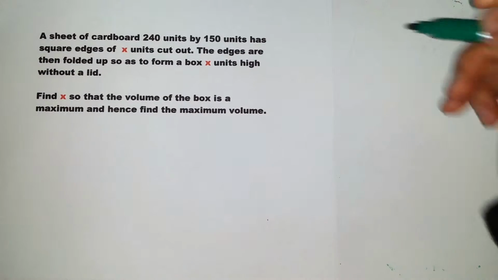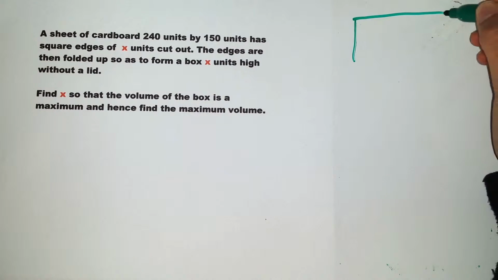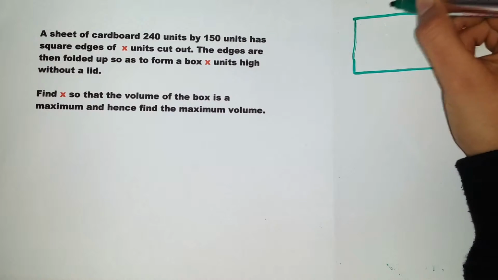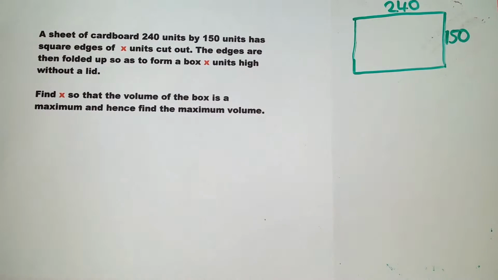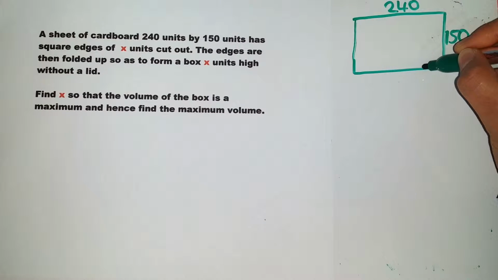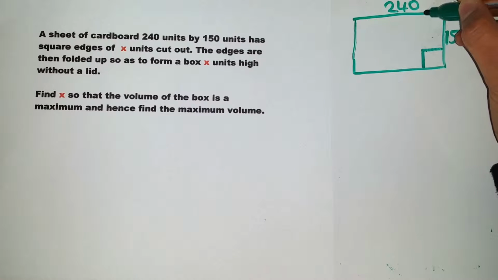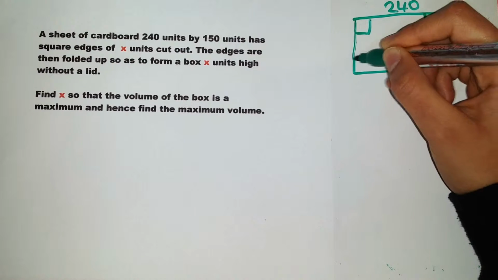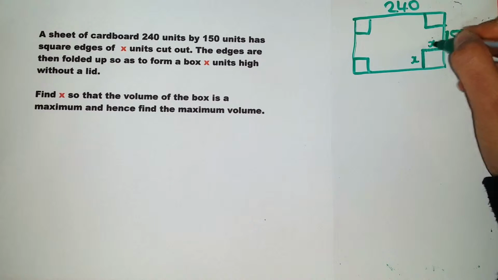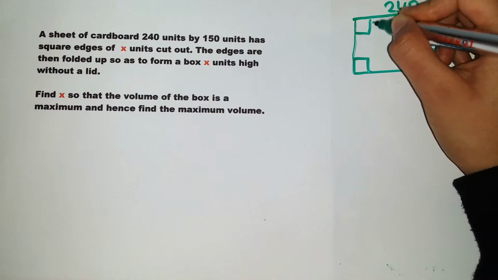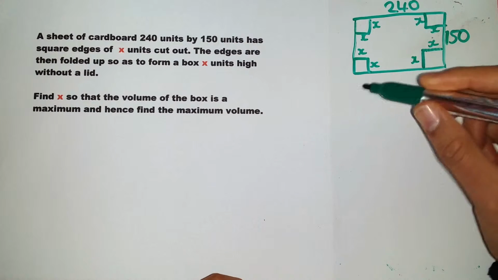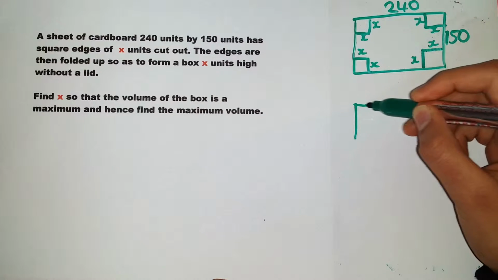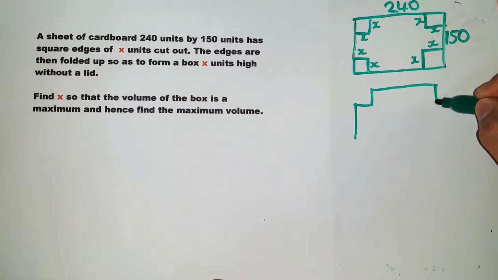Let's illustrate this graphically. So there's a sheet of cardboard and it has sides of 240 units by 150 units, and then square edges of x units are cut out. So effectively, the sheet of cardboard looks something like this.